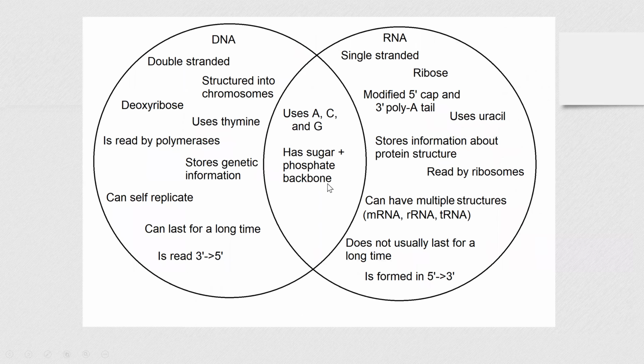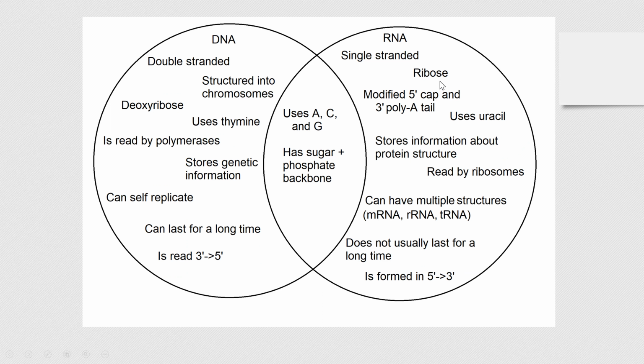Over here, we can see the diagrams that give us similarities and differences between DNA and RNA. They both use A, C, and G: adenine, cytosine, guanine. They both have a sugar phosphate backbone, but we have way more differences than similarities. So we have a different sugar, right? This one uses thymine, this one is uracil. DNA stores genetic information. It can self-replicate, so it can make a copy of itself and last for a long time. It's structured into chromosomes.